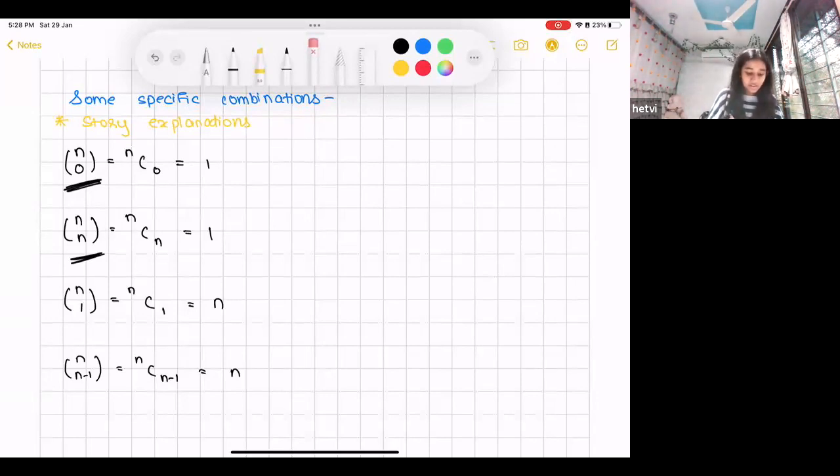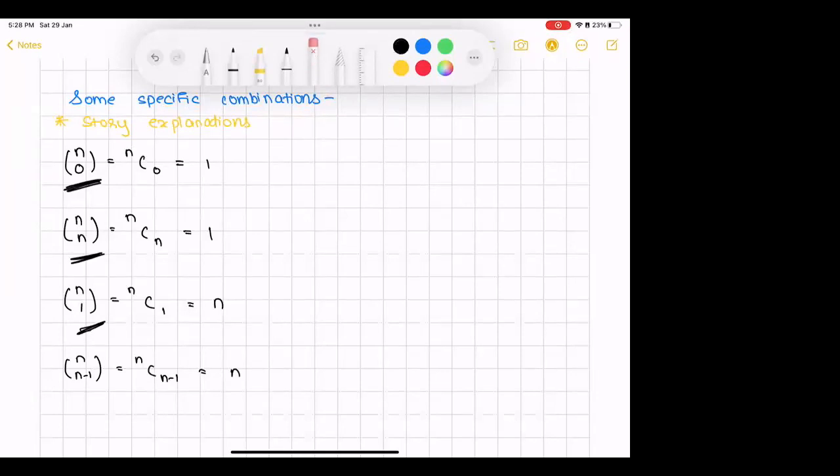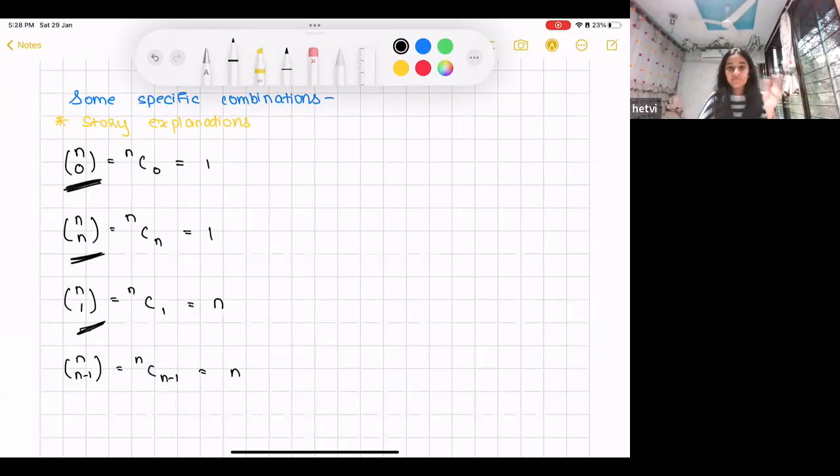What about nC1? Why is nC1 n? If we have 10 things and we have to select only one, we have 10 ways to select each of them. Exactly. We have n items and we have to select only one. So I can select the first or the second or the third or the fourth or the nth. So there are n ways to do it.